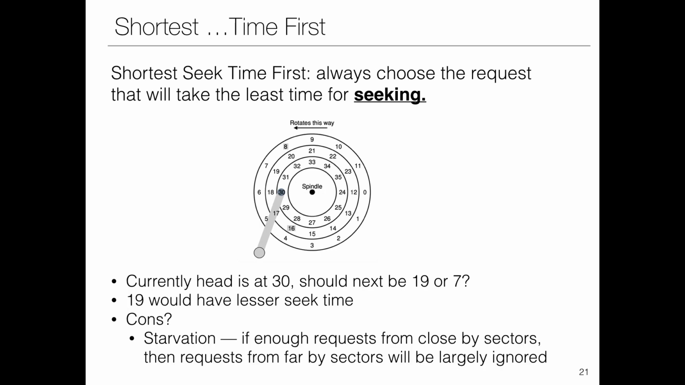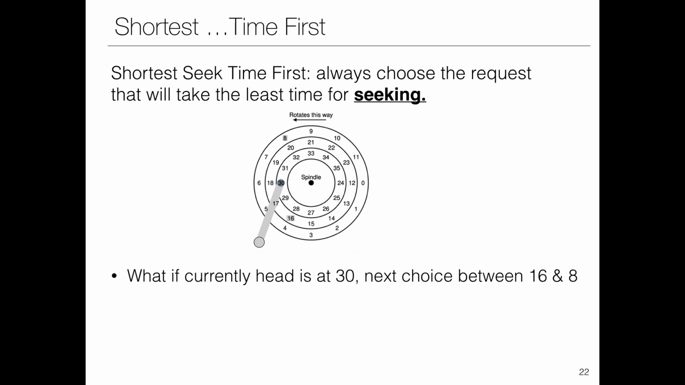So if all of the requests are in the same track, then they have the same seeking. Then what is the difference between them? Rotation, right? So that's going to beg the next question in fact. The head is currently at 30, and the next choice is between 16 and 8. Which of them would be chosen?